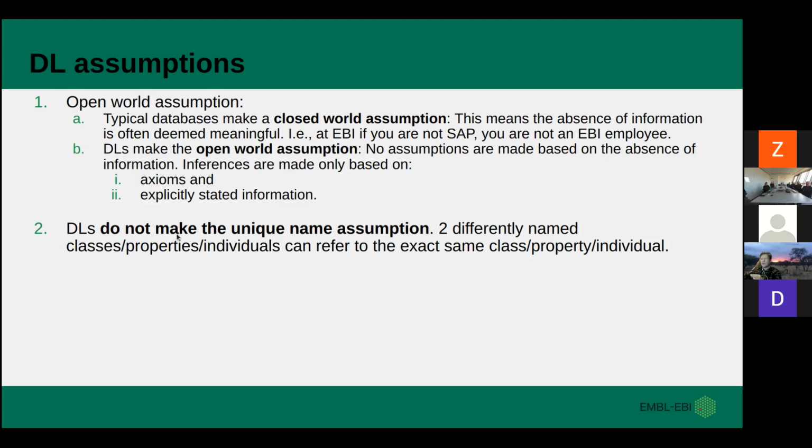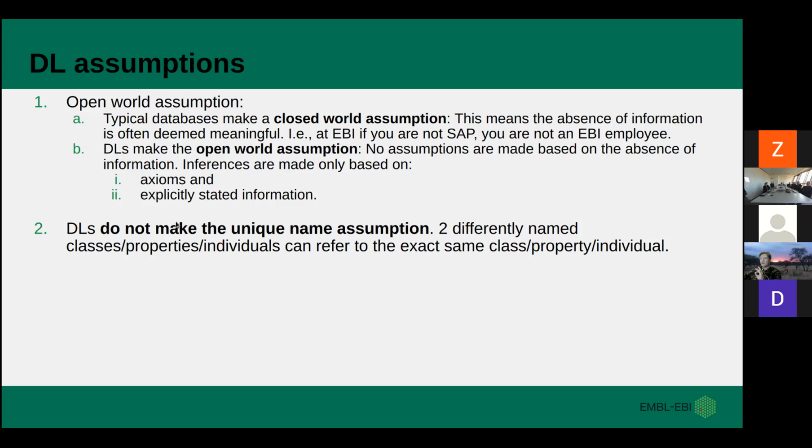The approach that DLs take is they only derive something as being true in one of two instances. One, it's stated explicitly in the ontology, or two, it can be derived based on the axioms in the ontology from explicitly stated information. In no other way would it derive information. So the absence of information is never a reason for an inference. And of that, I will show you one or two examples in this session.